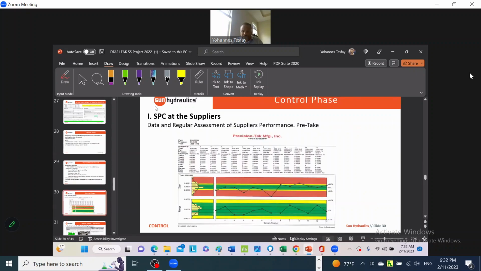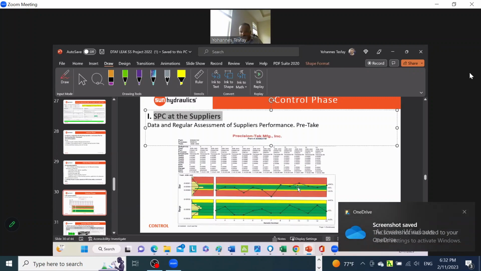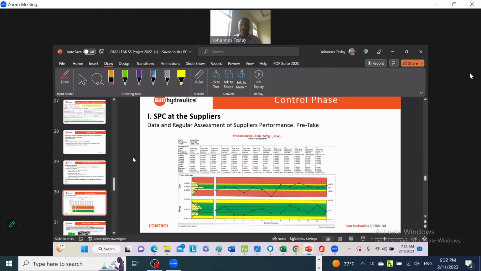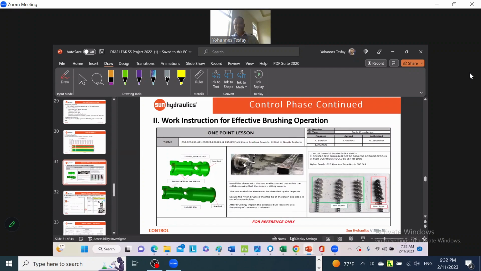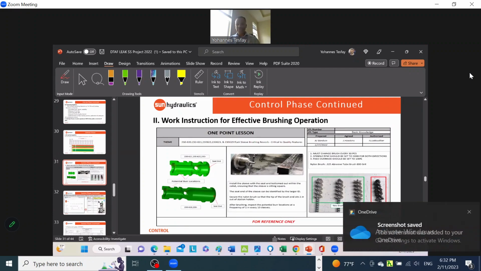So, the before and after. One is SPC, the implementation of statistical process control at our supplier. And this is what we found. This is the brushing operation. Okay, right here, I'll show you.